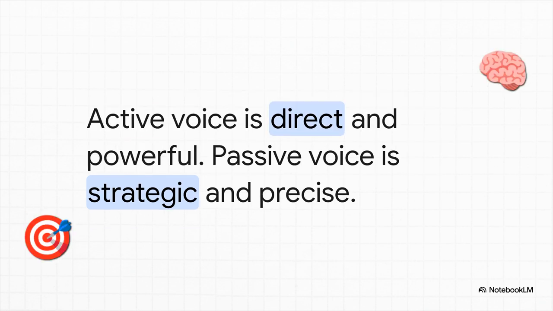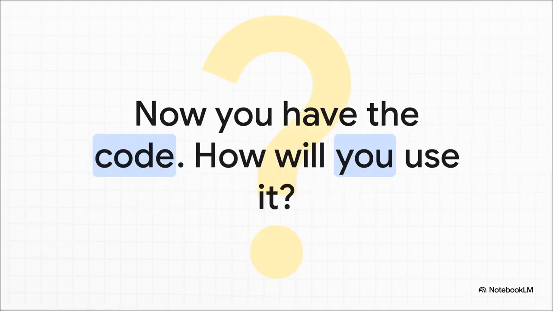So when you boil it all down, here's the big takeaway. Neither voice is better than the other. They're just different tools for different jobs. You use the active voice when you want to be direct and powerful, and use the passive voice when you need to be strategic and precise. So now you have the code. You know the secret. The only question left is, how are you going to use it to tell your story?